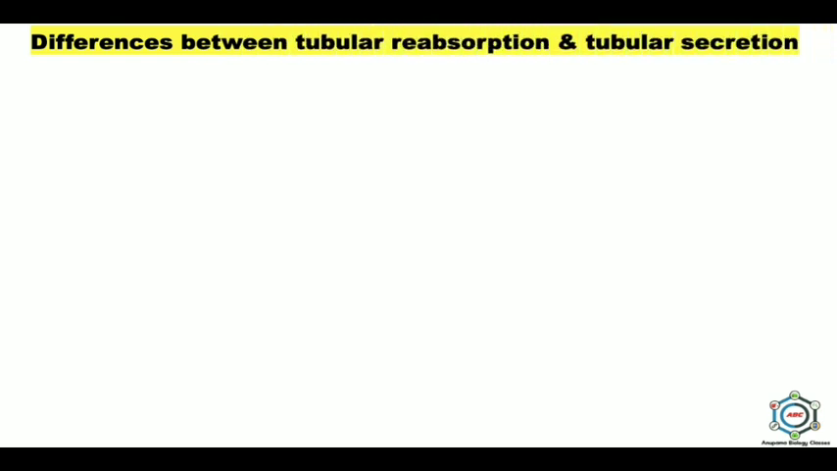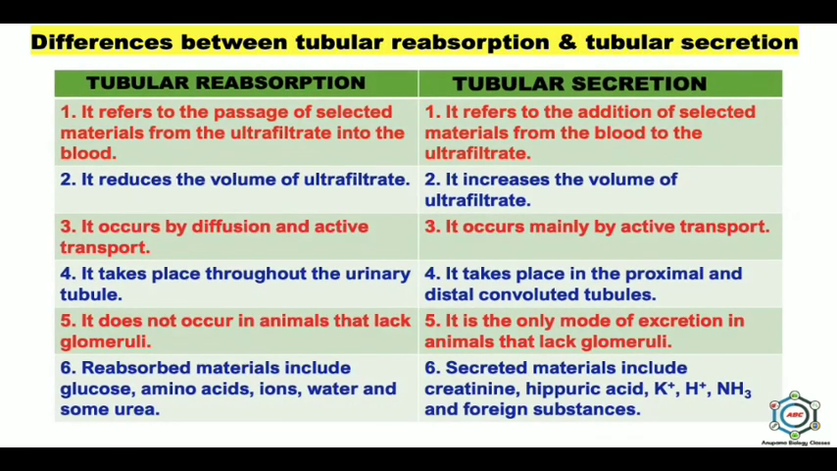Then what is the difference between the tubular reabsorption and tubular secretion? Tubular reabsorption refers to the passage of selected materials from the ultrafiltrate into the blood, while the tubular secretion refers to the addition of selected materials from the blood to the ultrafiltrate. Tubular reabsorption reduces the volume of ultrafiltrate, while the tubular secretion increases the volume of ultrafiltrate. Tubular reabsorption occurs by diffusion and active transport, while the tubular secretion occurs mainly by active transport.